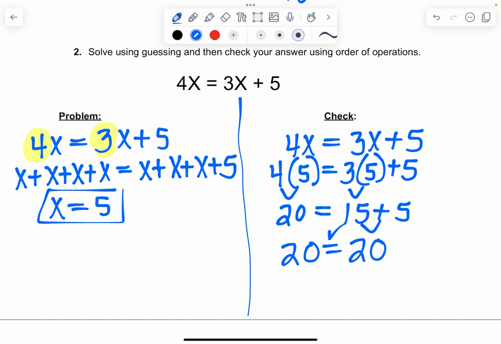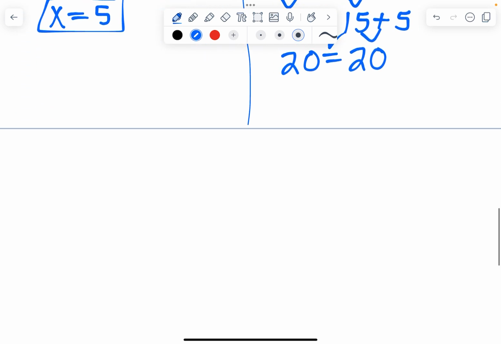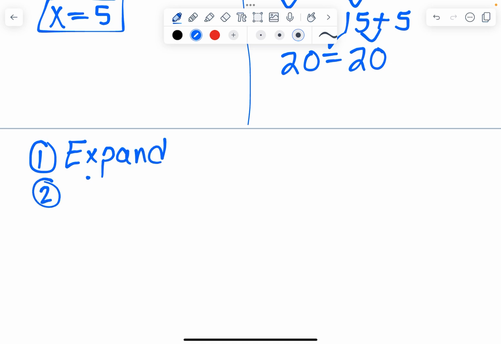So it's a check. The two things that you need to do when you have a problem are: first, expand if needed, and second, guess the answer. If you have any questions, let me know.